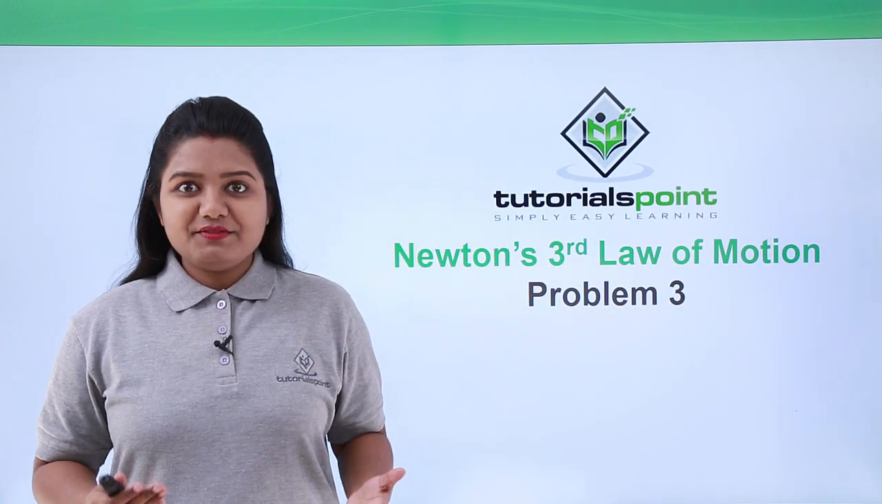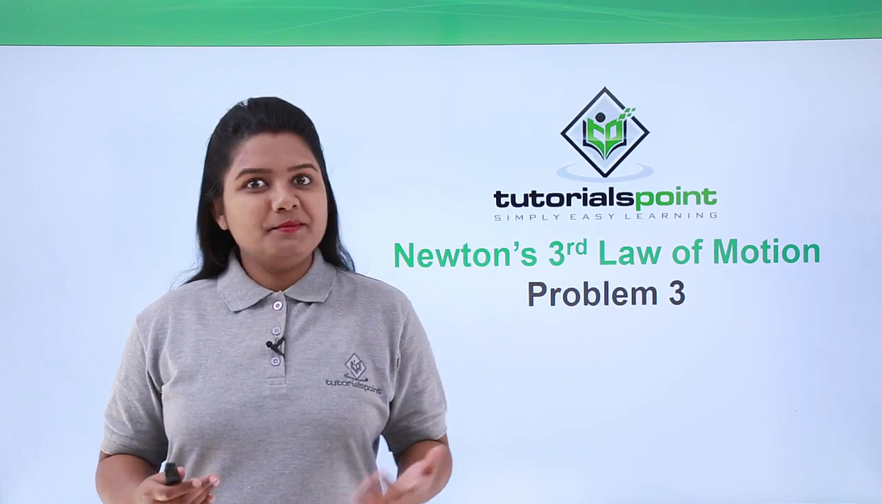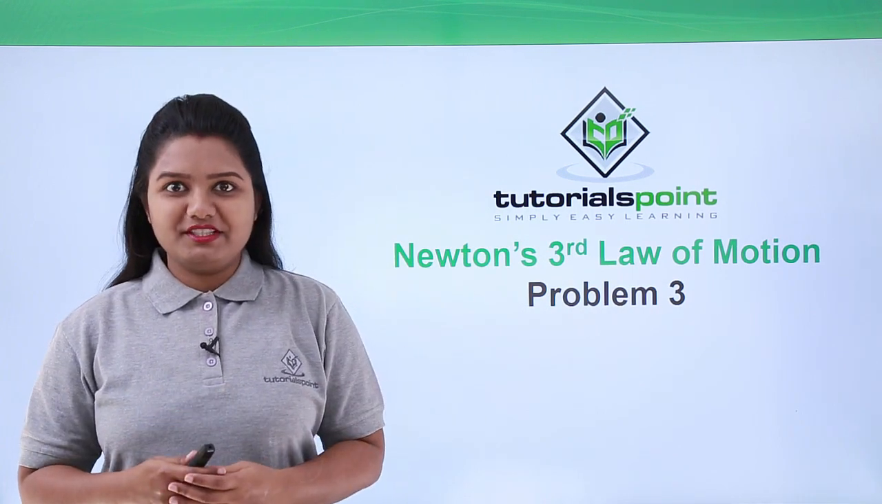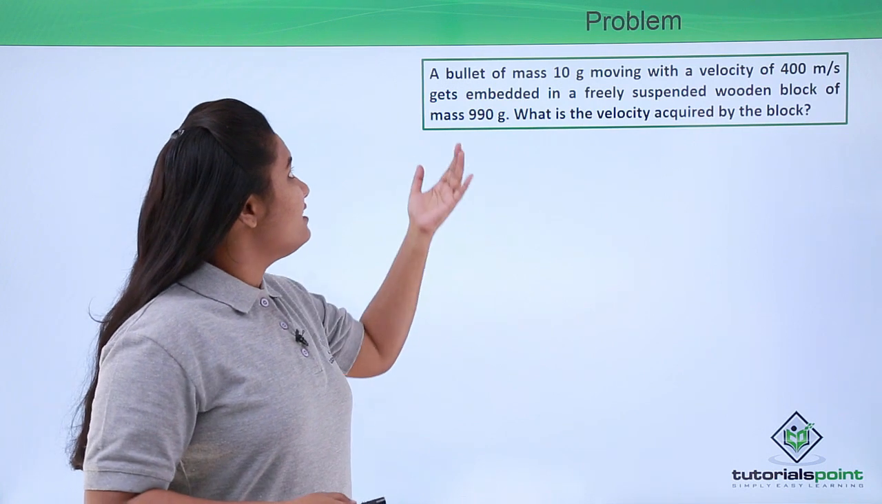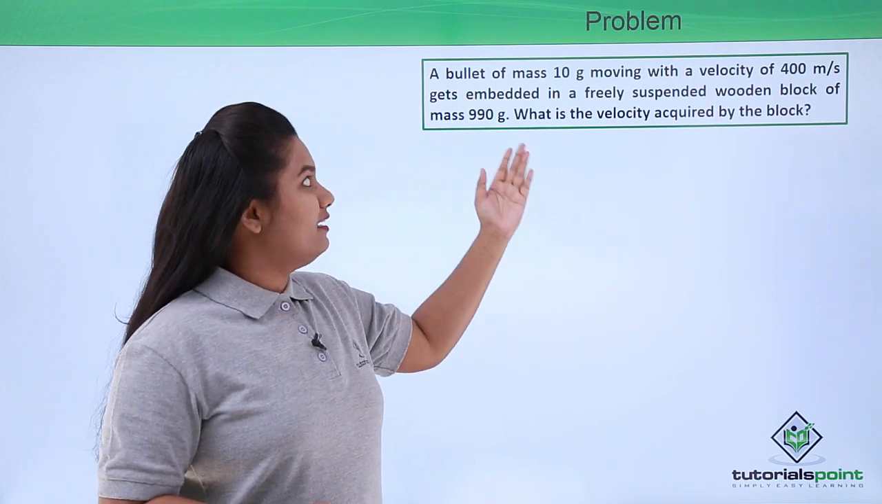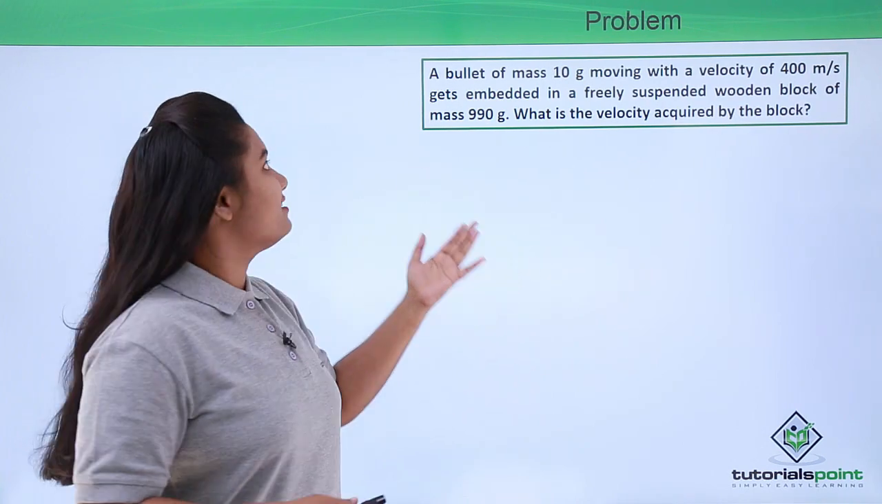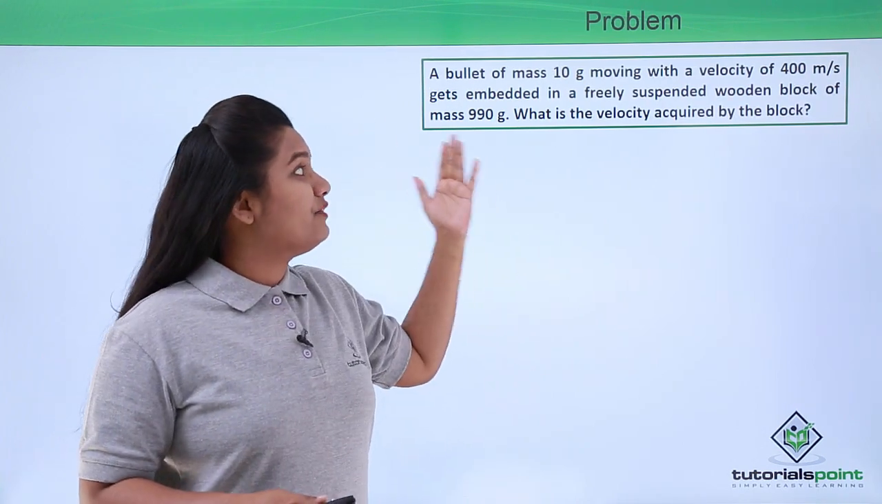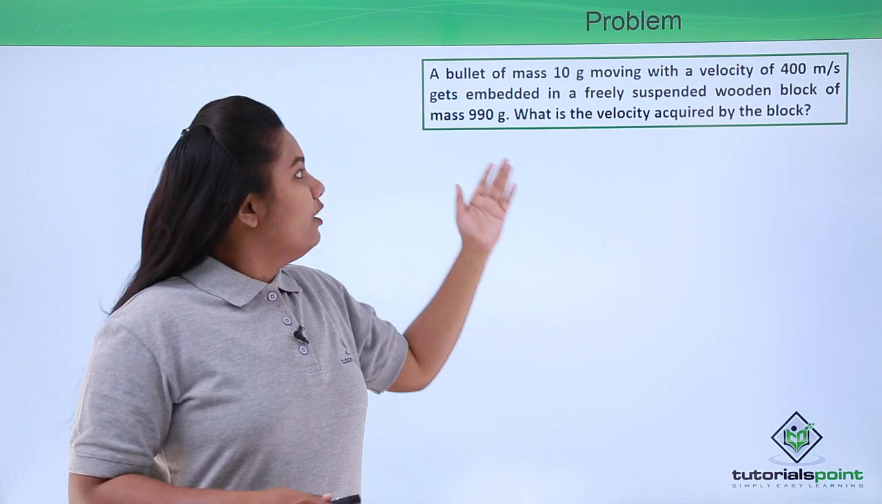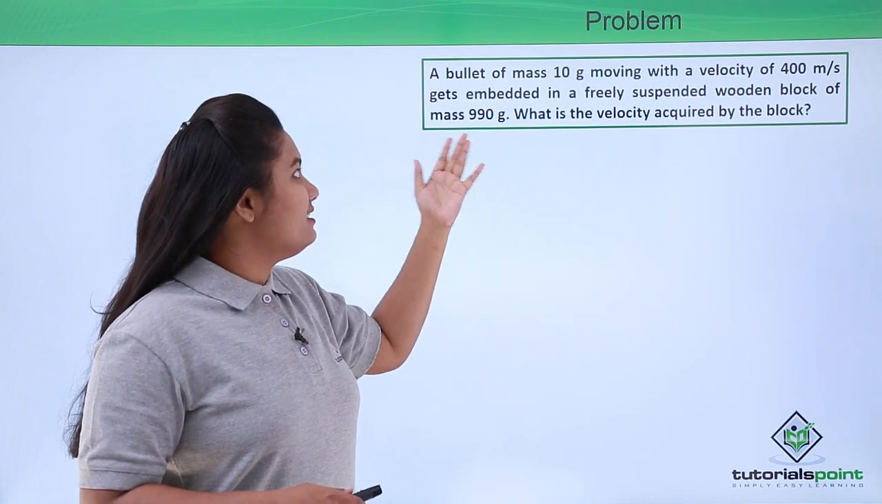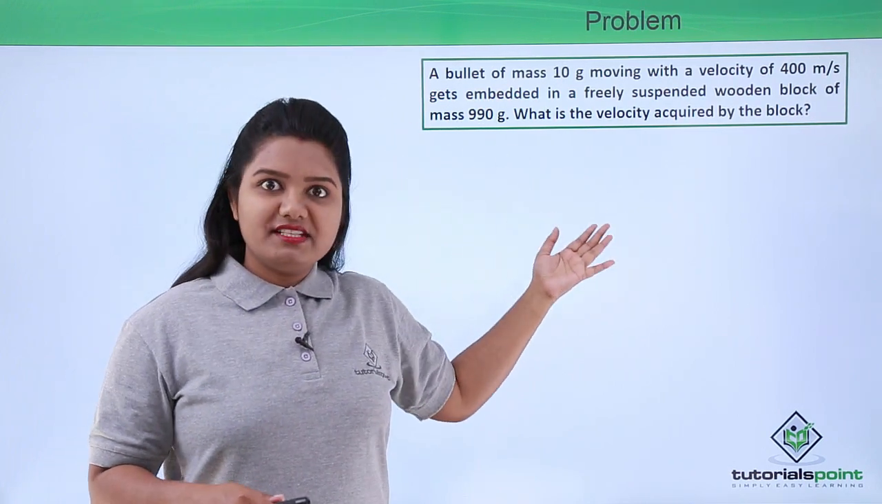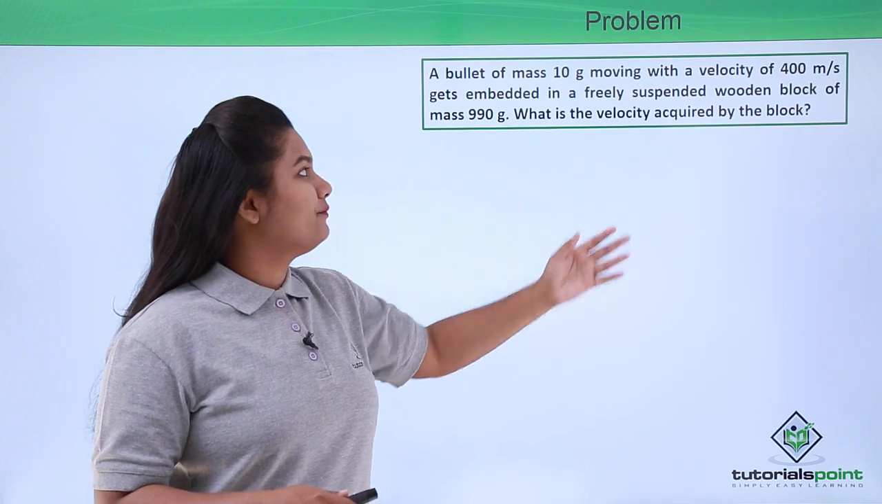Everyone, in this video we are going to solve another problem based on Newton's third law of motion. So here is the problem, which reads: a bullet of mass 10 gram moving with a velocity of 400 meters per second gets embedded in a freely suspended wooden block of mass 990 grams. What is the velocity acquired by the block?